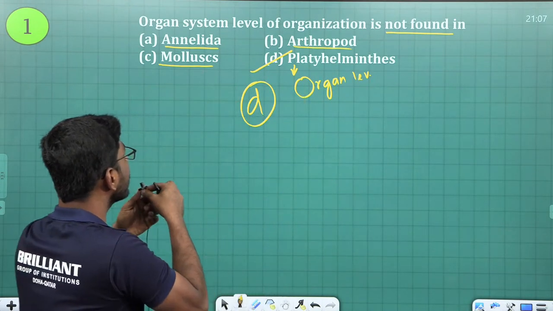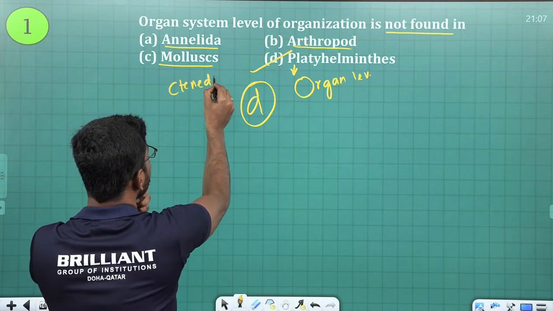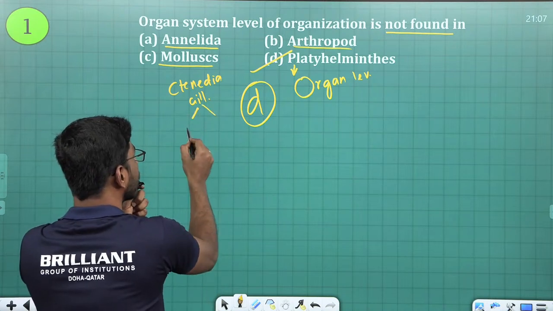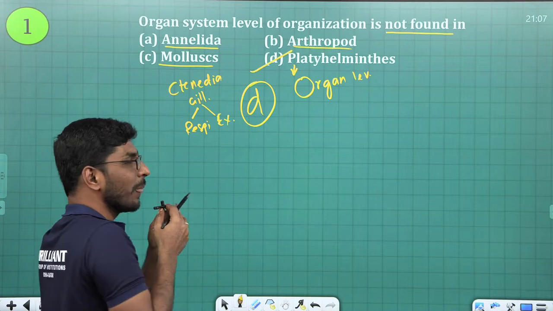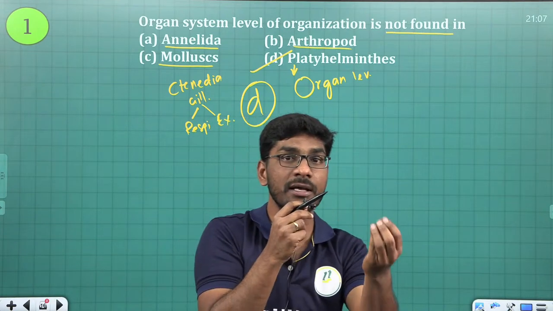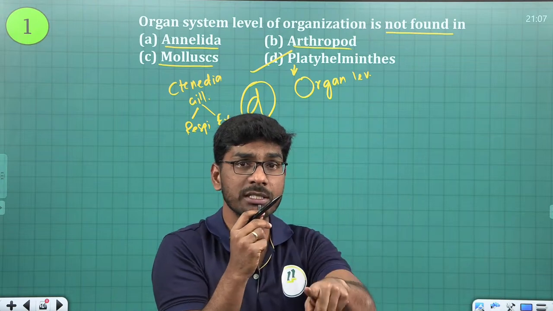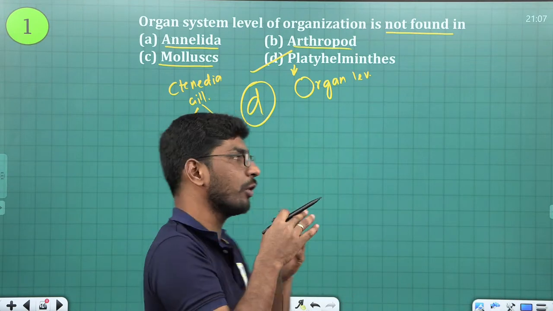In the case of Mollusca, if you are able to recall, ctenidia, I said, what are ctenidia? Ctenidia are the gills of Mollusca. Gills perform two functions. One is respiration and the second one is what, tell me? Excretion. In the mantle cavity, feather-like gills are present, I said. Remember all of you: Mollusca show organ system level of organization, but Platyhelminthes show only organ level of organization.